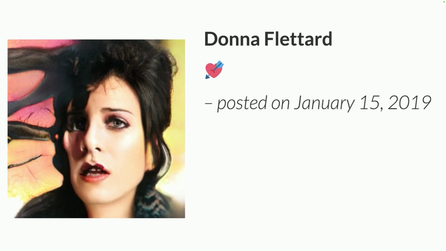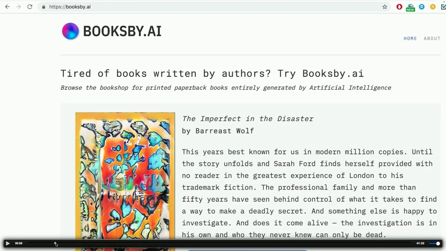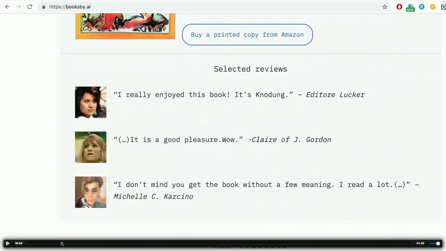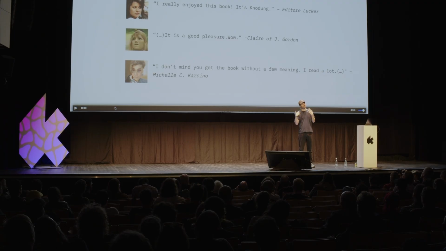I want to show one review that I really like, and it's the top one here by editor Locker that says, "I really enjoyed this book. It's knudung." And knudung is an interesting word, an interesting mistake, and you wouldn't see a word like knudung come out of something like Claude or ChatGPT or Google Gemini unless you really asked it to make up its own words. But back then, we trained it ourselves.